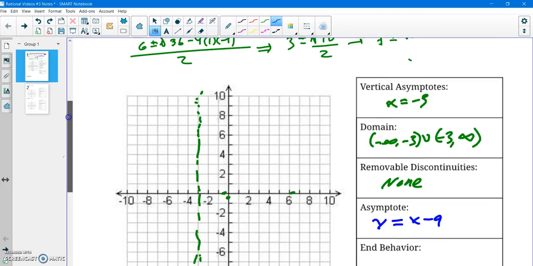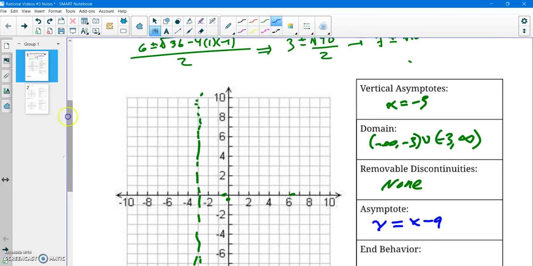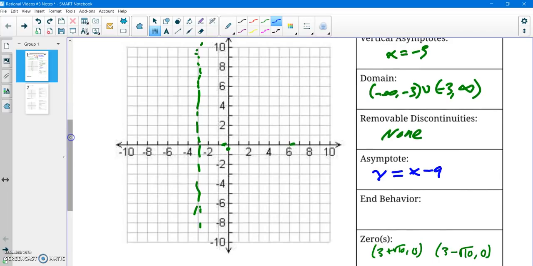We should graph that asymptote. Okay, so x minus 9, also a y-intercept of -9. It's got a slope of 1. And it's an asymptote, so I should graph it dotted. There we go.